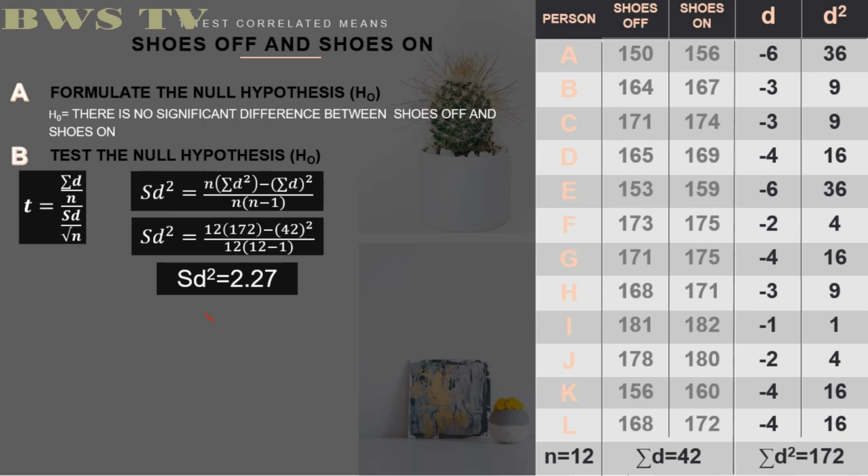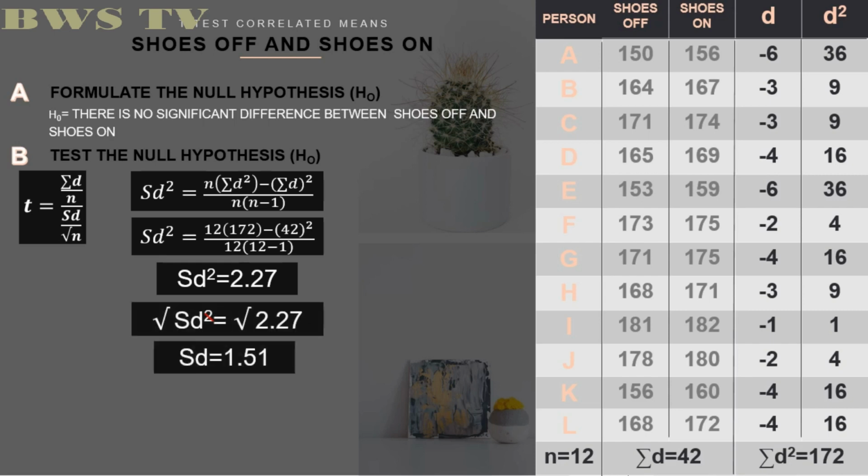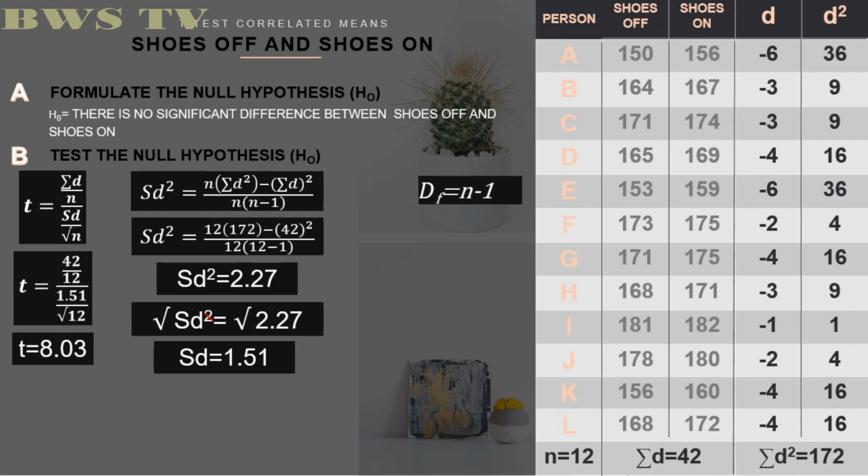Now that we have the SD squared, we will solve for the SD, which is 1.51. Now that we have all the values, we'll replace those with the t, and the answer will be 8.03. Now we get to the table of values, we need the degree of freedom. The degree of freedom will be 11.